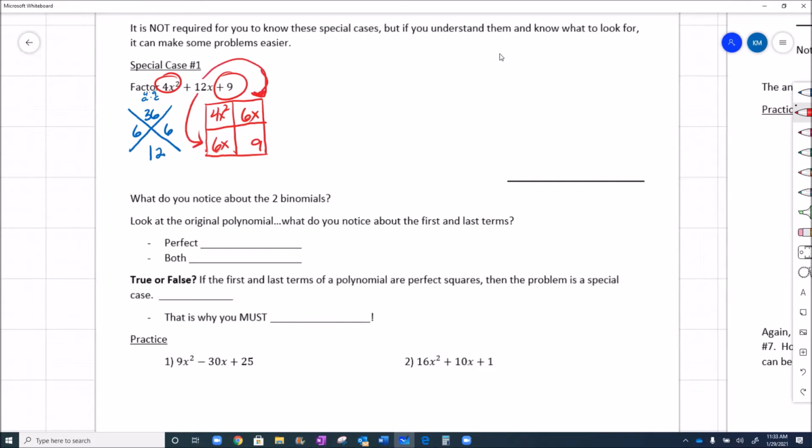So we take out the GCF of each of these. 4x squared and 6x, the GCF is 2x. 6x and 9, the GCF is 3. So we have 2x plus 3 times 2x plus 3.